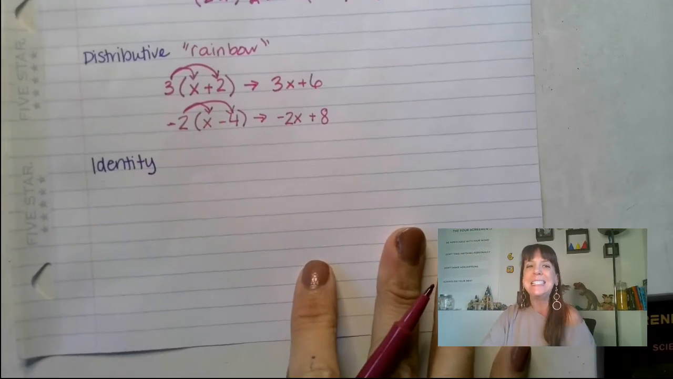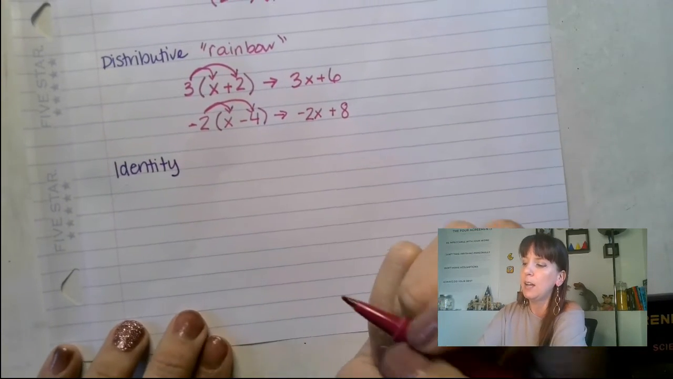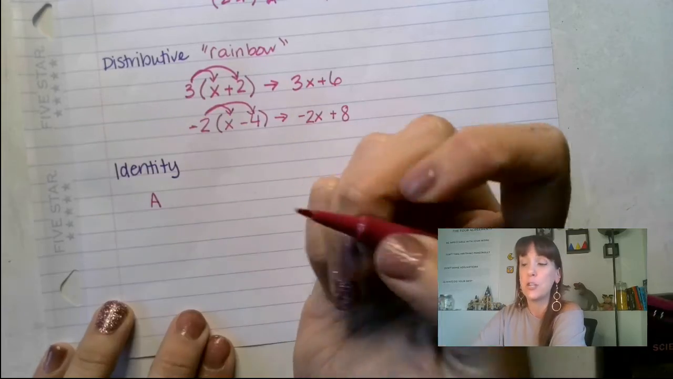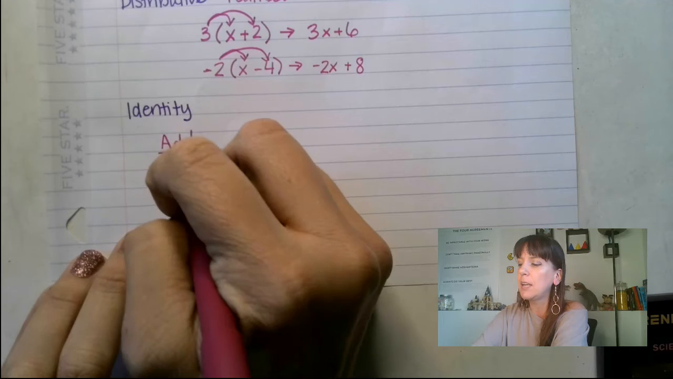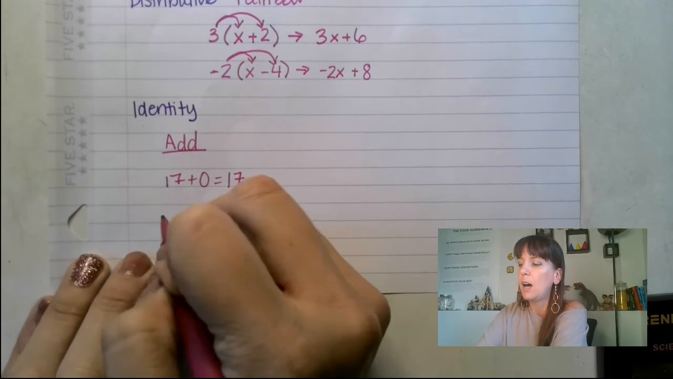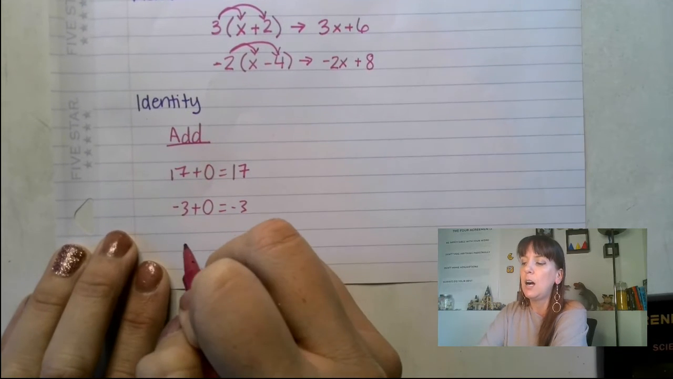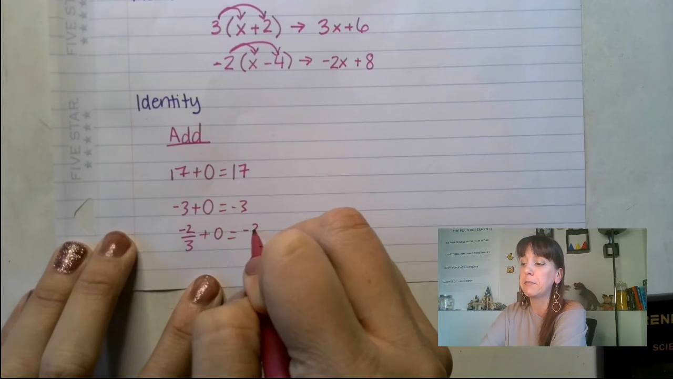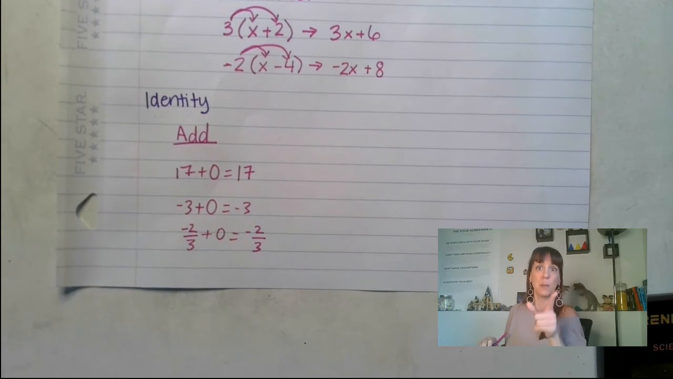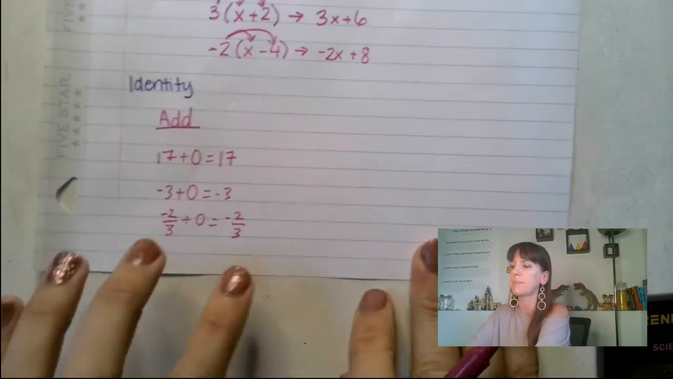All right. The identity property. Identity property is actually different for multiplication and addition. For addition, it looks like this. 17 plus 0 equals 17. Negative 3 plus 0 equals negative 3. Negative 2/3 plus 0 equals negative 2/3. Guys, we're allowed to add 0 to anything, and this will come in handy in algebra because we sometimes use placeholders. So, identity property says we're allowed to add 0 to anything.